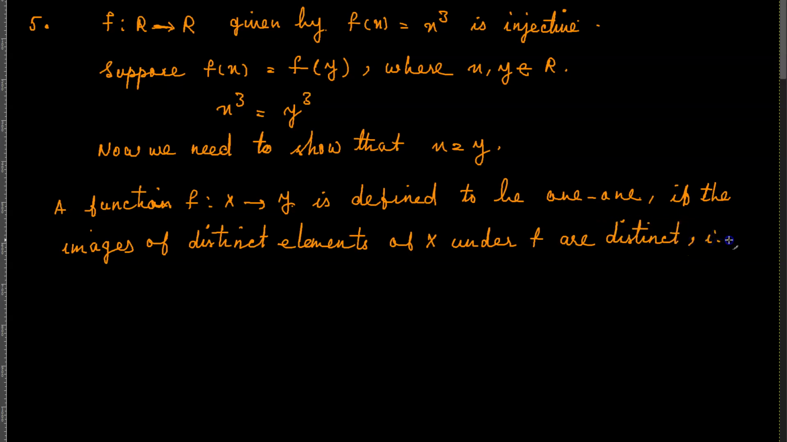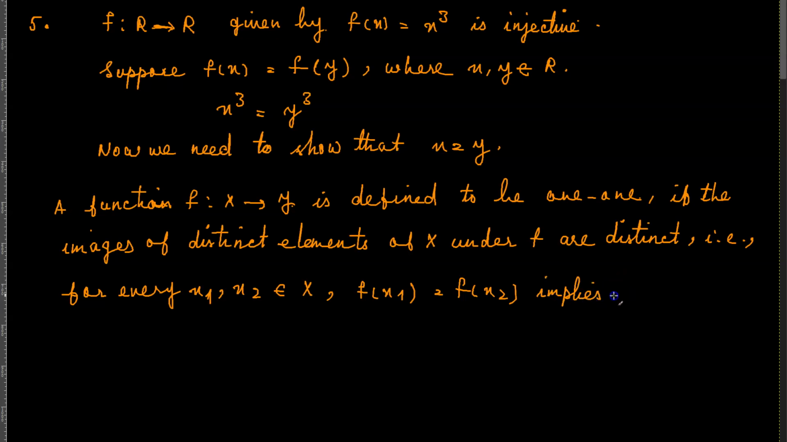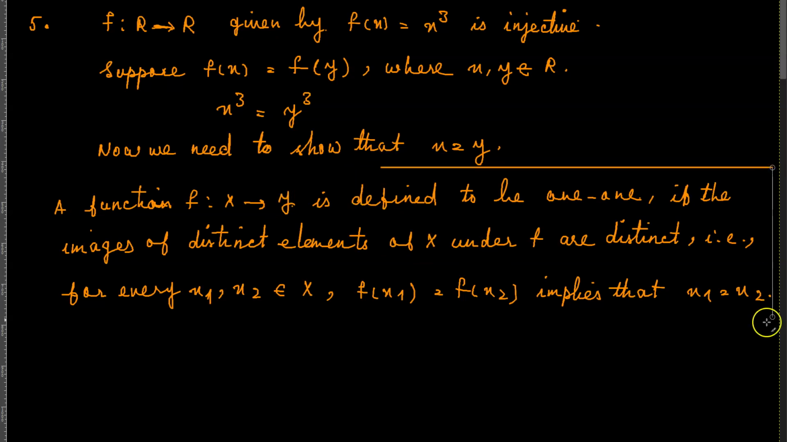That is, for every x1, x2 belonging to X, f of x1 is equal to f of x2 implies that x1 is equal to x2. Otherwise it's called many-1, right? So that is basically the definition.